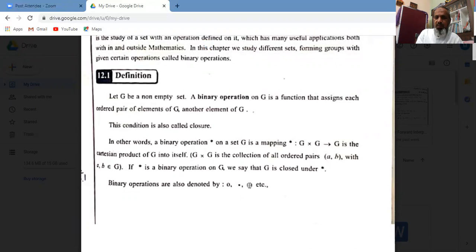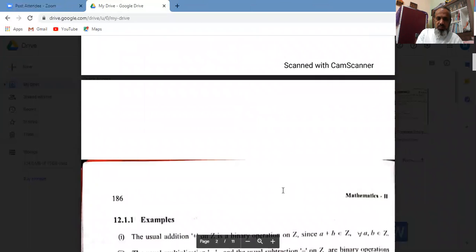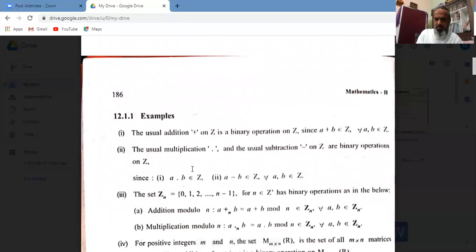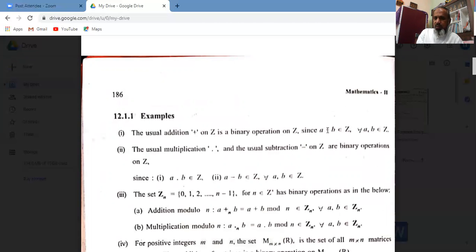In circle, we are writing positive sign. This is also the symbol of binary operation. So these are the binary operations. So examples of binary operations are the usual addition plus on the set of integers Z. It is a binary operation on Z, because if we take any two integers a, b belonging to Z, then the sum of two integers a plus b also belongs to Z, means addition is the binary operation. The usual addition is a binary operation.